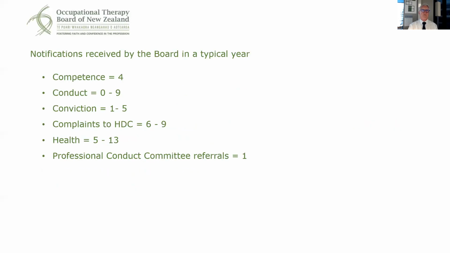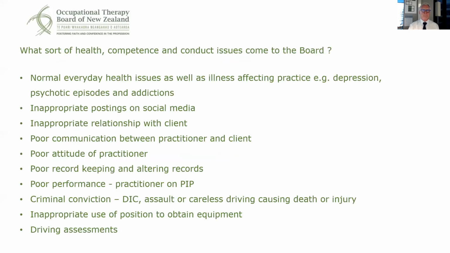So having said all that around the notifications we receive, in a typical year, the board would receive the following. So around competence, 4, these are averages. Conduct, sometimes we get none. Some years we'll get 9. Convictions, probably 1 to 5. And complaints to the HDC, 6 or 9. And health conditions, maybe 5 to 13. And those that go to a professional conduct committee in any year might be around 1 to 2 each year.